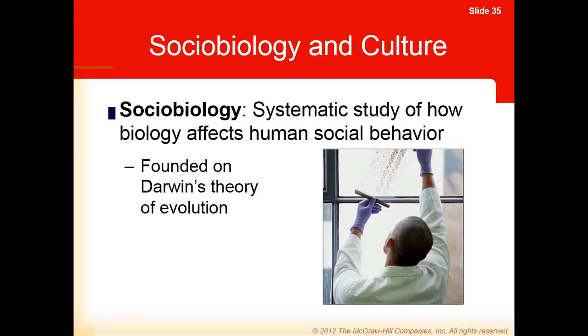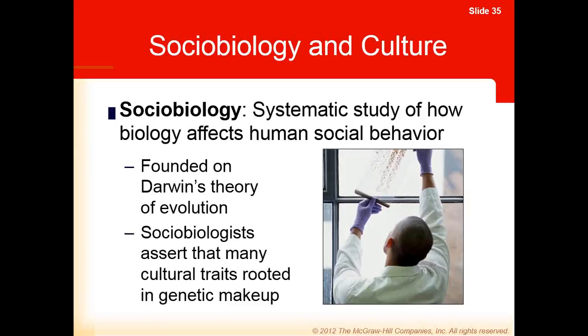Anyway, what sociobiologists today are looking at is how genetics, the genetic code, affects behavior and determines behavior. And sociobiologists are saying that within our genetic code may be the answers for why we act certain ways. And why many of our cultural traits exist as they do is because it's rooted in genetic makeup.